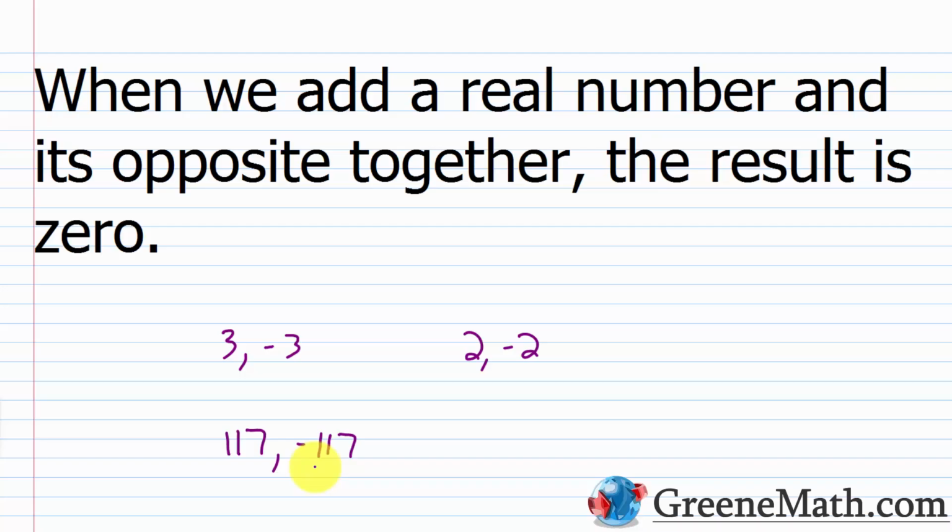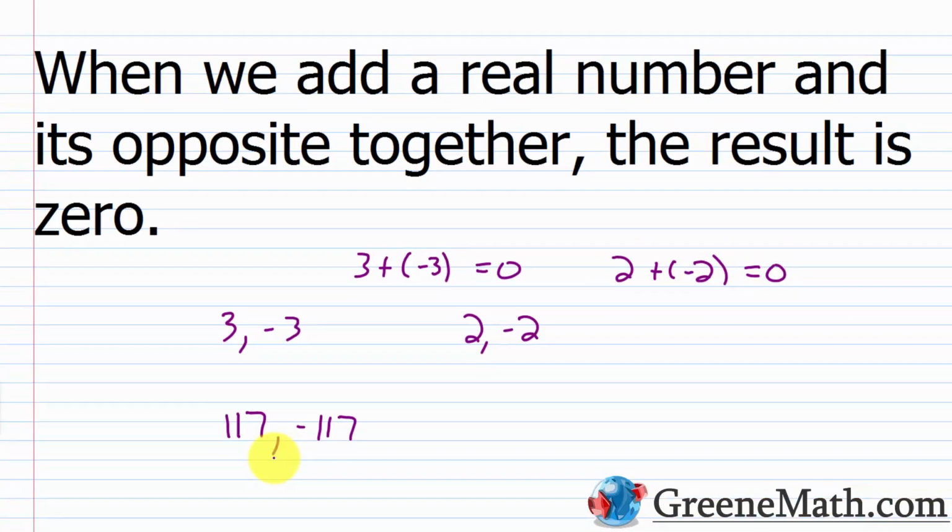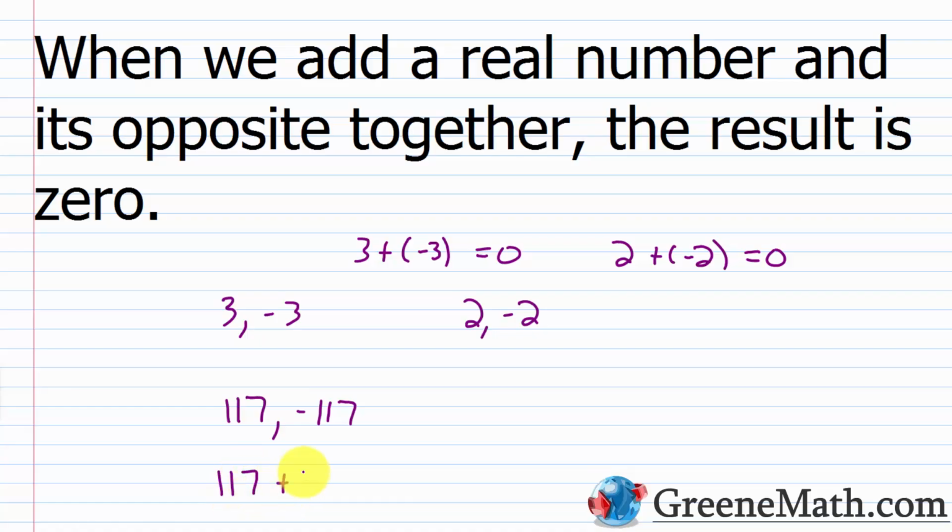When you sum two opposites together, you're going to get 0. So if I add 3 plus negative 3, what do I get? I get 0. If I add 2 plus negative 2, what do I get? I get 0. If I add 117 plus negative 117, you guessed it, we get 0. So why is this useful?